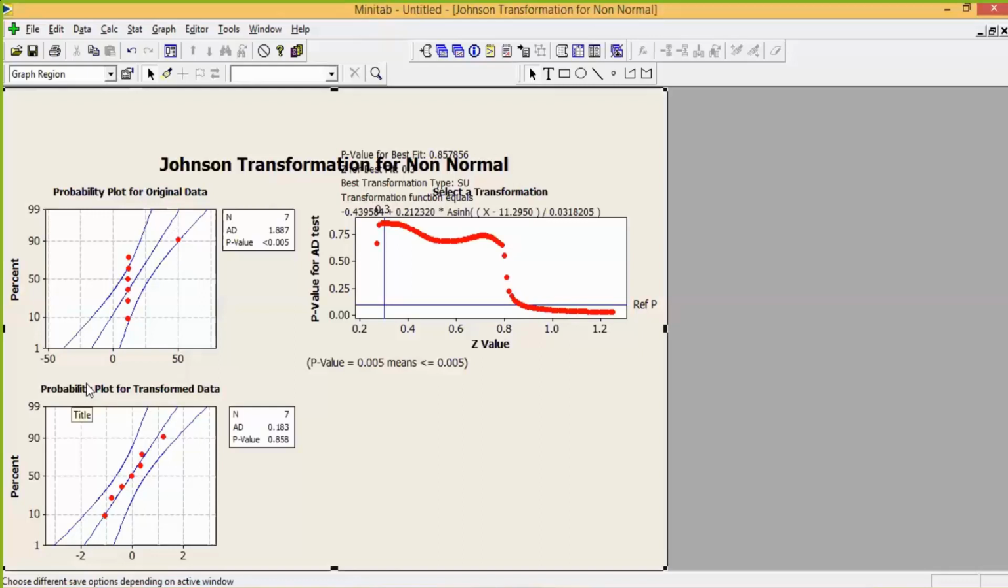So we have to first transform this into normal. And how to do that? We have to use Johnson transformation.